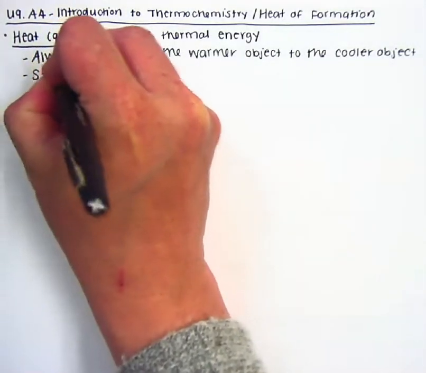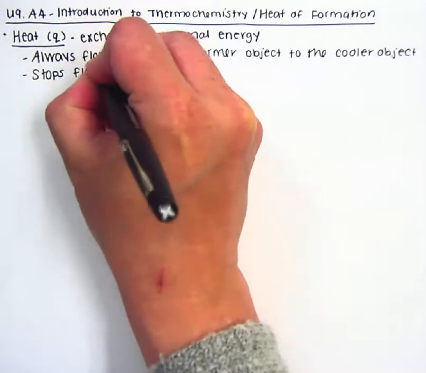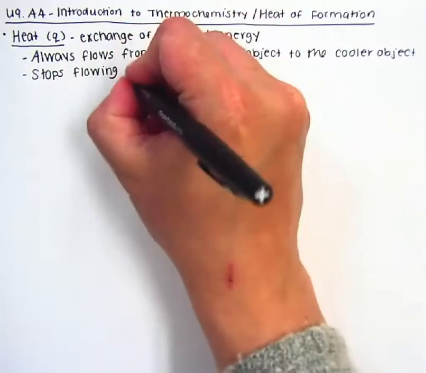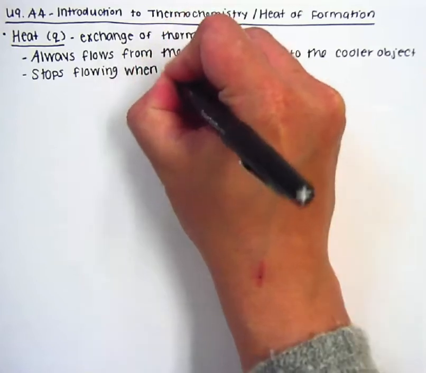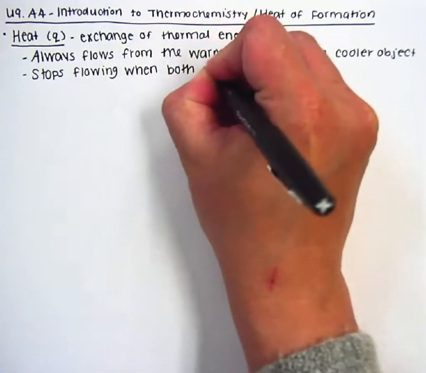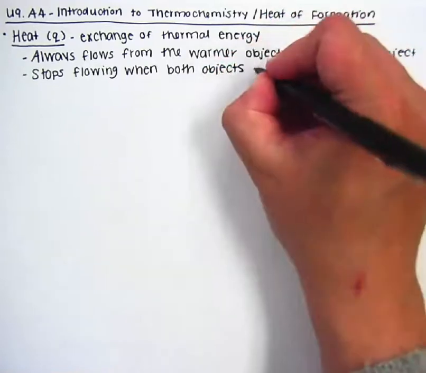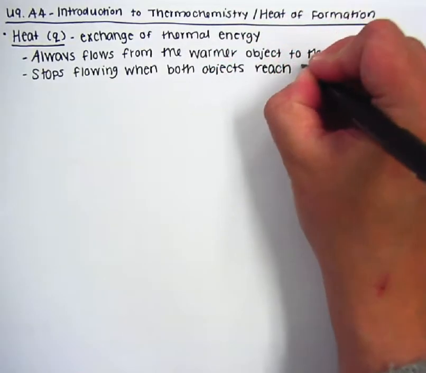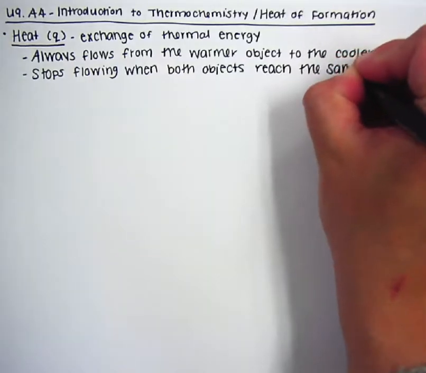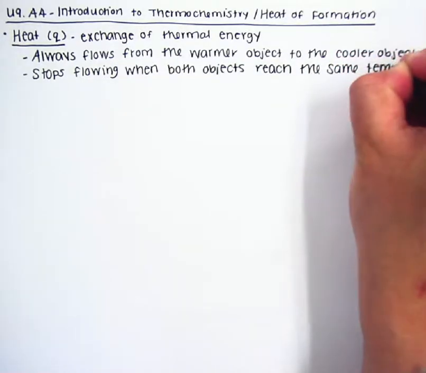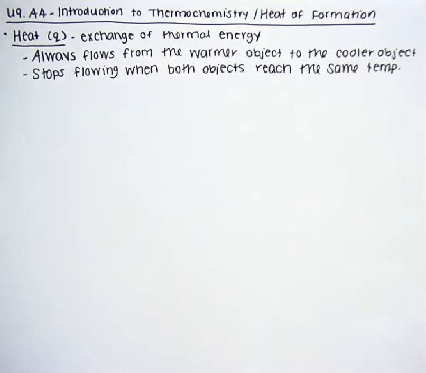Heat stops flowing when both objects reach the same temperature. So if you had that hot cup of coffee and you left it out on the counter, heat is going to flow from the coffee to its surroundings until the coffee reached that room temperature. That heat will stop flowing when both objects reach the same temperature.